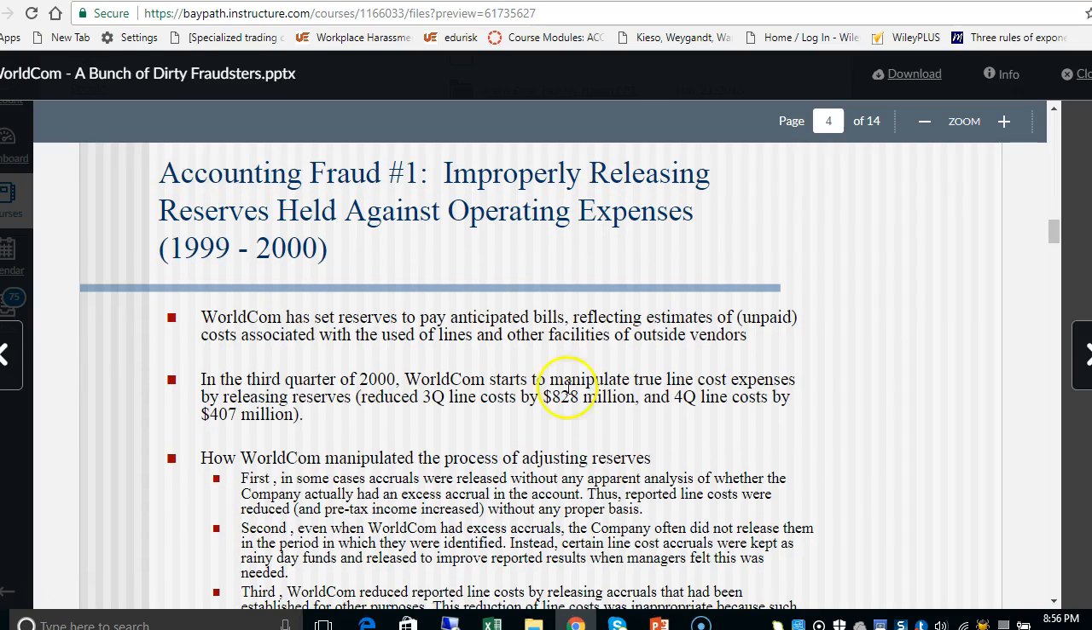Accounting fraud 1 in WorldCom: improperly releasing reserves held against operating expenses. WorldCom had set reserves to pay anticipated bills reflecting estimates of unpaid costs. In the third quarter of 2000, WorldCom starts to manipulate line cost expenses. Line cost expenses are the costs they have to pay to use other companies' lines to transmit data. Okay? And in the meantime, that line is billed to their customers as revenue. So they were taking normal operating expenses, the cost of using other companies' lines to move data, which is a normal period cost. They were taking that cost and putting it on the books as assets.